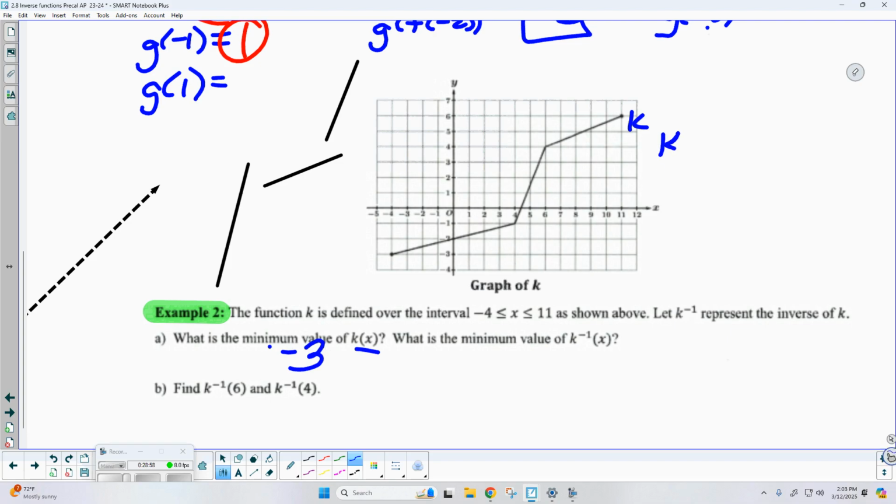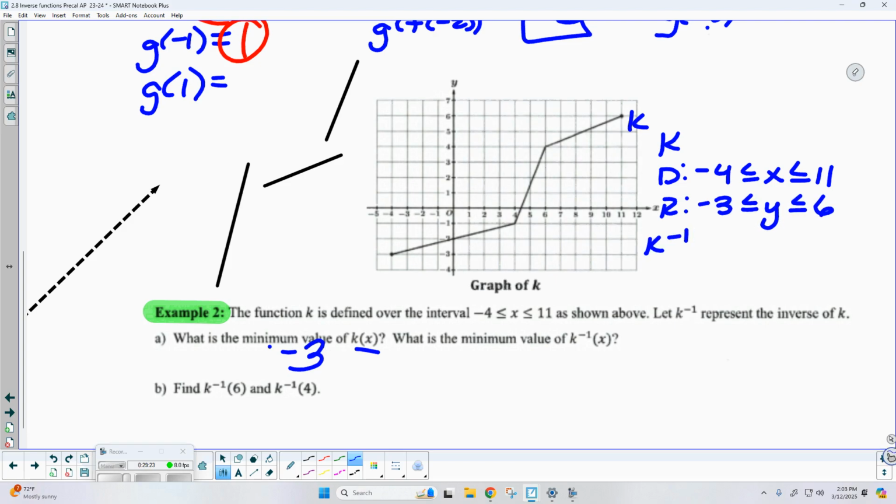Let's say for function k, we want to find the domain and the range. Now, we already have the domain. We see how wide it is. We said it's from -4 all the way to 11. Okay. But can anybody tell me, what's its range? How tall is it? It goes from -3 to 6. So I'm going to say -3 less than or equal to y, less than or equal to 6.